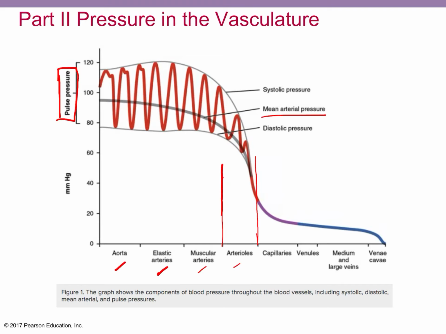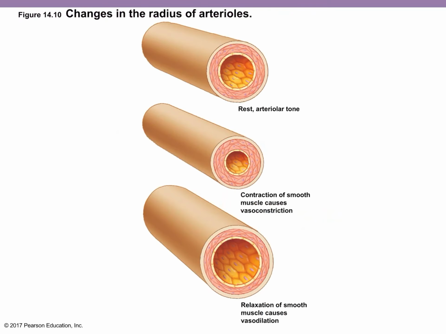Through all of this, what we mean by mean arterial pressure, this is what we call blood pressure, is the average pressure between systolic and diastolic, that middle gray line. So hopefully this gives you an idea that when we take our blood pressure, we're taking our mean arterial pressure. So let's take a look at how your blood flow is controlled.